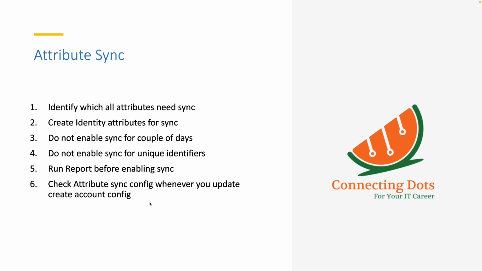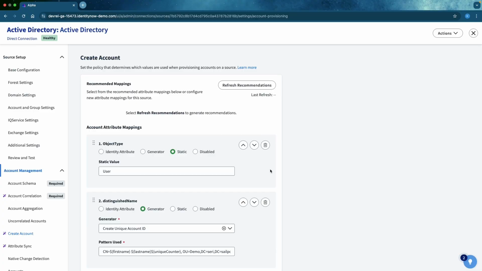Next, whenever you change the attribute mapping in the create account provisioning policy form, you need to check the attribute sync configuration as well. Let me show you in IdentityIQ how it looks, and explain some of these points in detail.